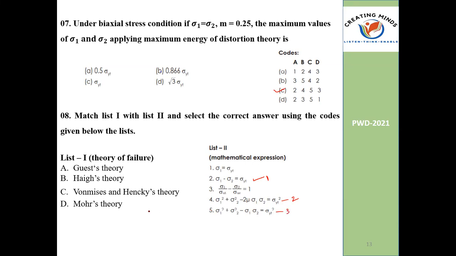So here the Mohr's theory. The Mohr's theory is sigma 1 minus sigma 2 equals sigma y. So this is the fourth one. So be careful when you are judging these types of codes. So here options are 2, 4, 5, 3. So the answer is code C. So any doubts? It's a direct question, but you must remember the equation codes. That is very, very important. Equations. What are the principal stress equations?